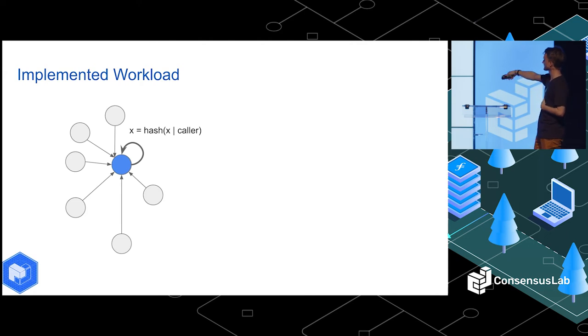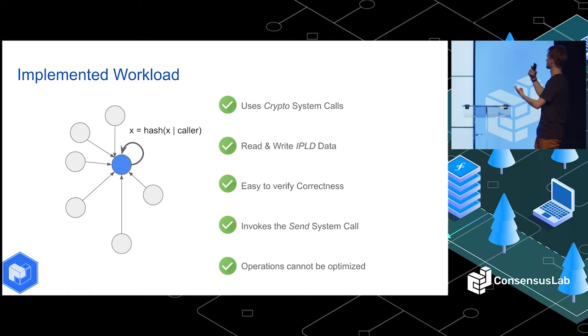So we have a bunch of accounts and actors. The blue dot is an actor. The accounts all create a transaction, invoke the actor, and the actor simply hashes a certain value with the caller ID. We can simulate crypto system calls and read and write to the block store. So this will allow us to easily verify correctness of our implementation by verifying the value of x at the end of the execution between a sequential and a concurrent execution, for example.